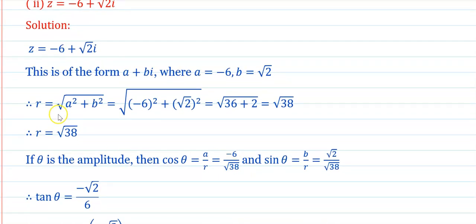Okay. What about the r? r is equal to square root of a square plus b square, minus root 6 square plus root 2 bracket square. Minus root 6 square means what? 6 plus 2. Then you will get root of 8. r is equal to square root of 8.